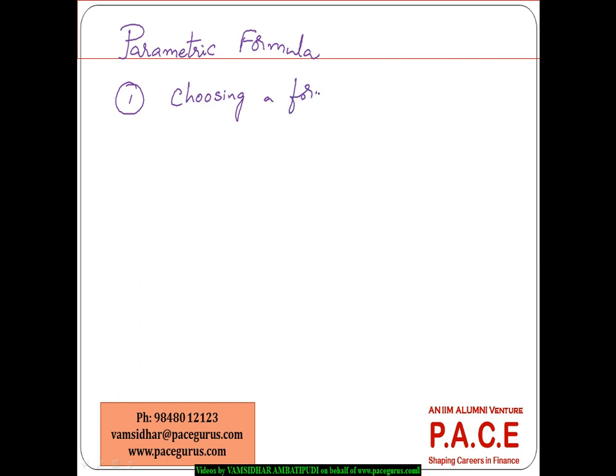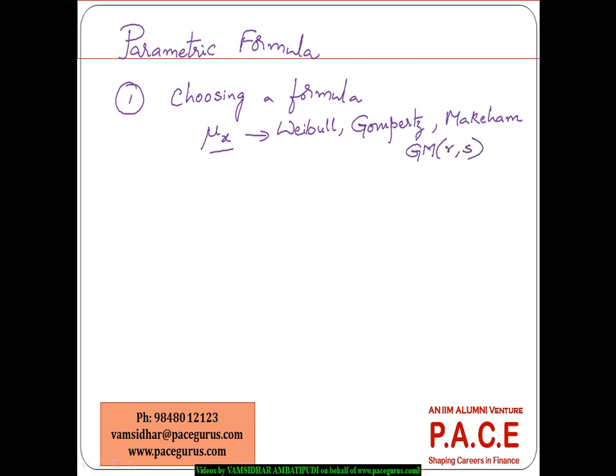So I choose a formula. It could be for the hazard rates. I could choose it as if it follows, let's say, a Weibull distribution, or the hazard rate may follow a Gompertz or a Makeham. We have discussed these things earlier. The different mechanisms I can use for my hazard rates. I can even use a Gompertz-Makeham family of r degrees and s degrees kind of a scenario.